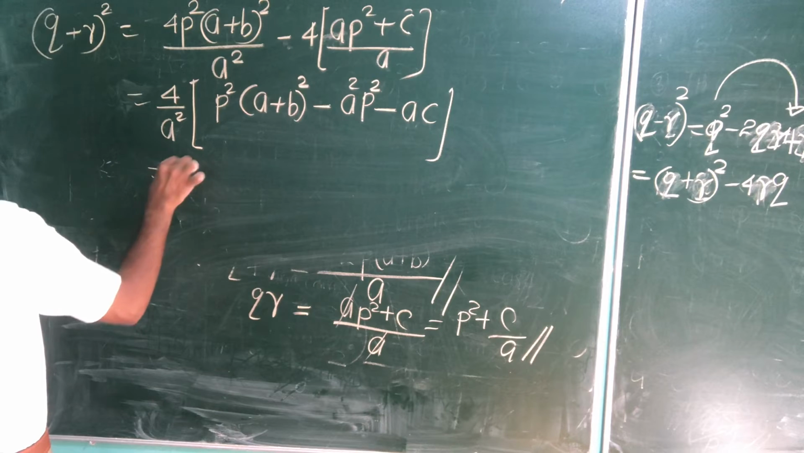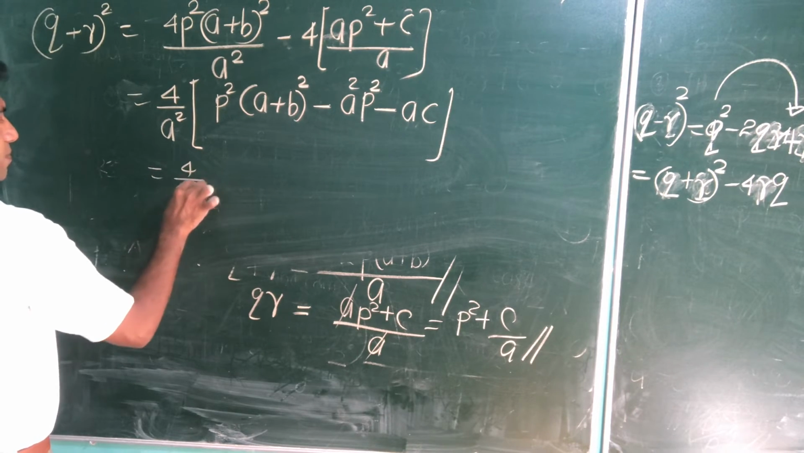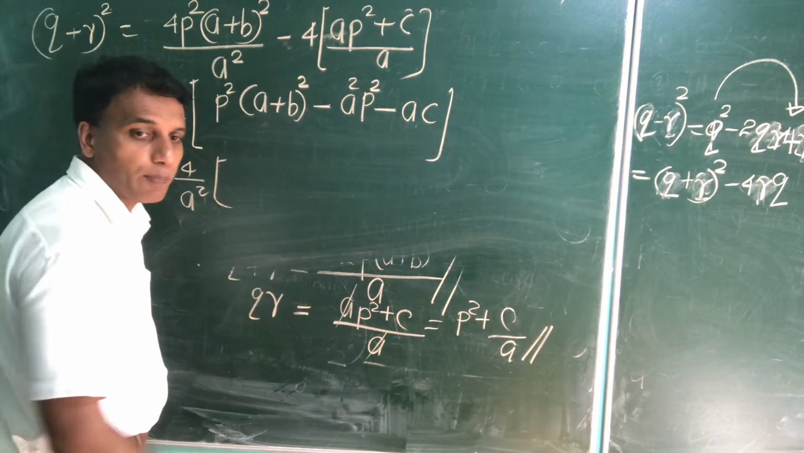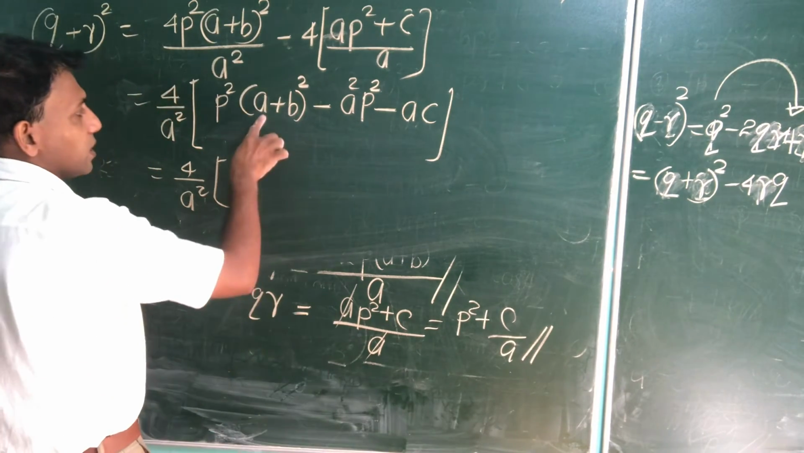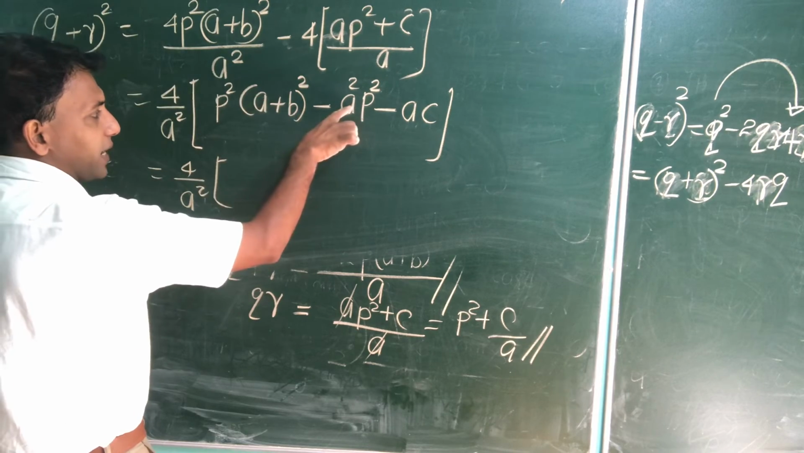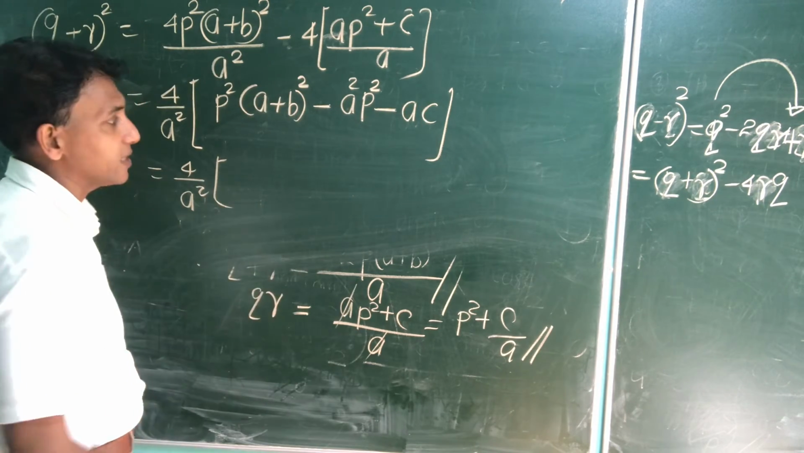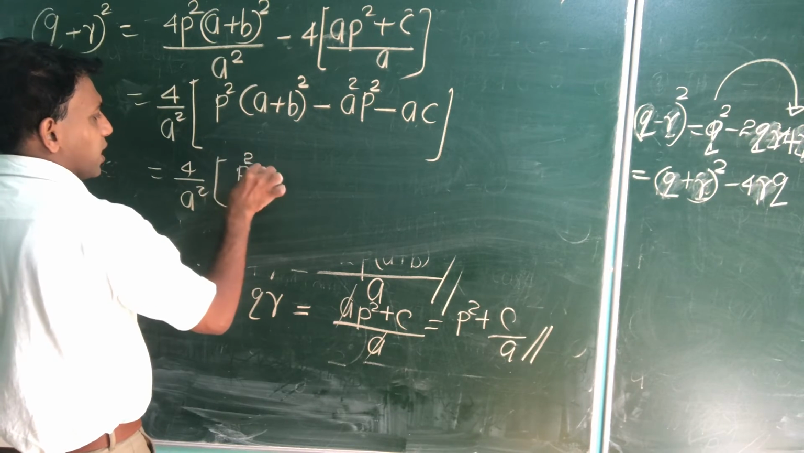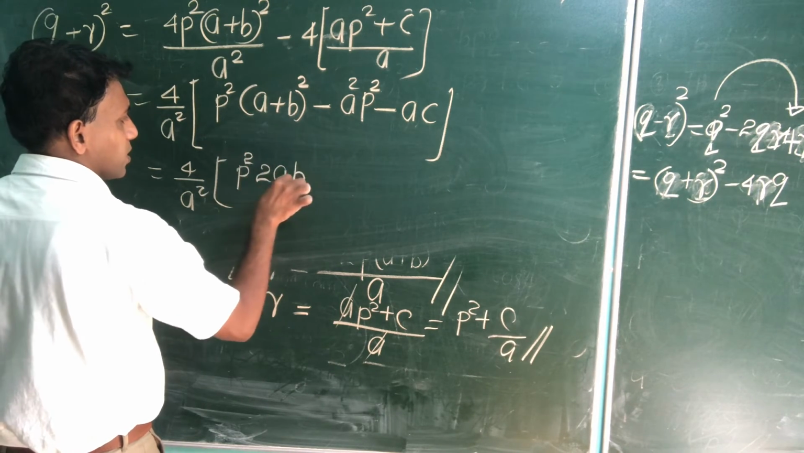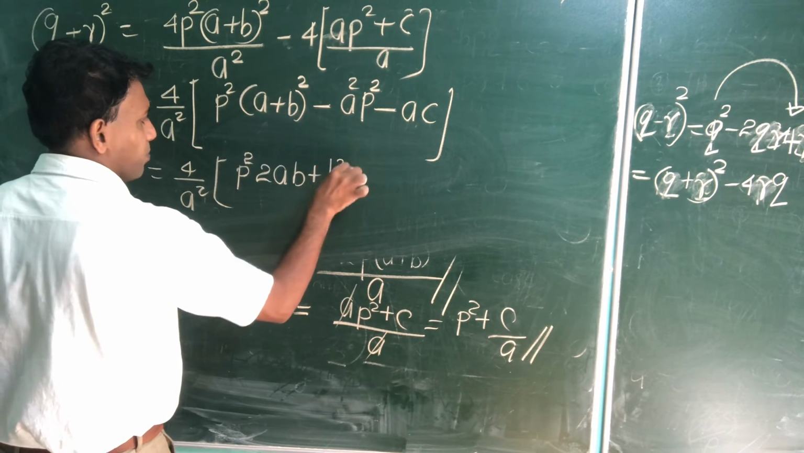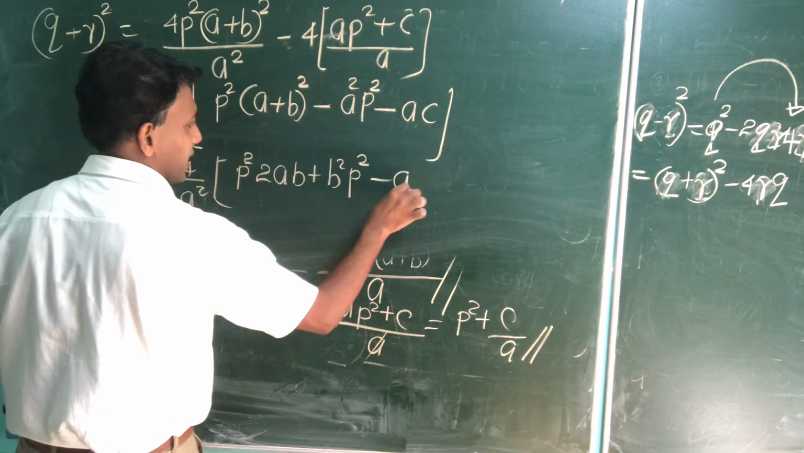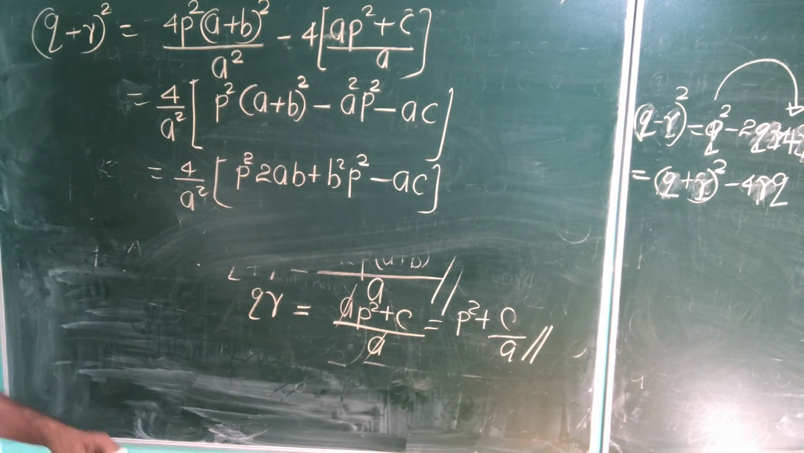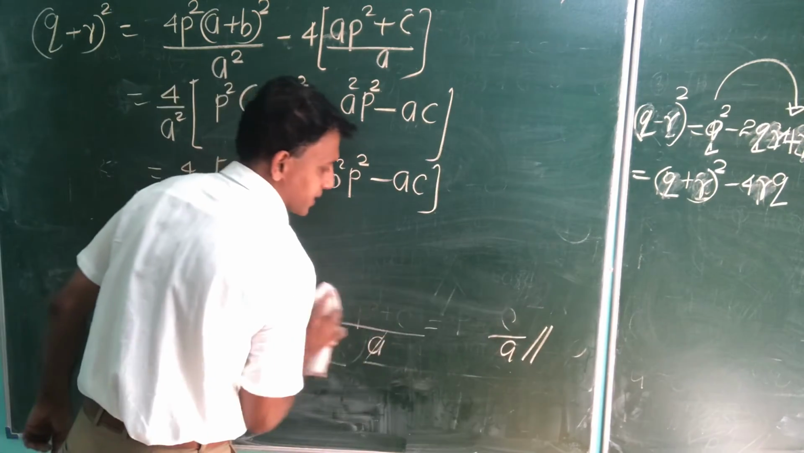So then what? 4 over a square. Here expand this, a square plus 2ab plus b square. Then a square p square minus a square p square cancel. 2 times ab with the multiple. P square 2ab plus b square p square minus ac, right? Minus ac. Okay, now rearrange according to the answer.